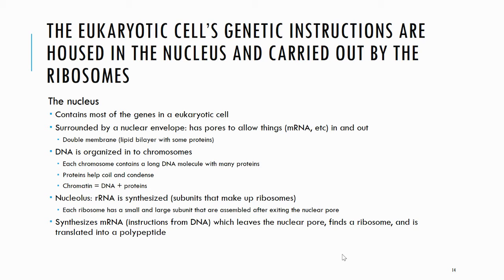One cell process that occurs in the nucleus is the synthesis of mRNA. So DNA holds the instructions for mRNA synthesis. Those mRNA molecules leave the nuclear pore, find a ribosome, and then are translated into a polypeptide. We will go a lot more into the details of that process much later.